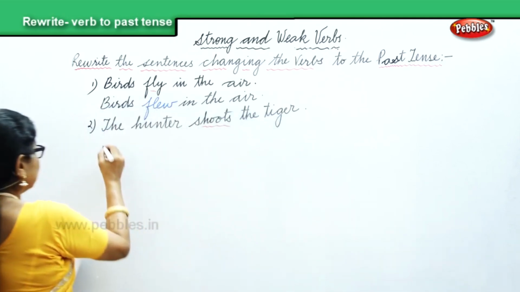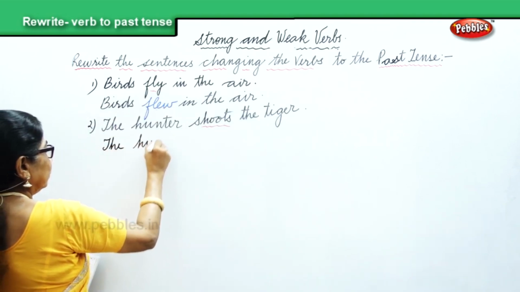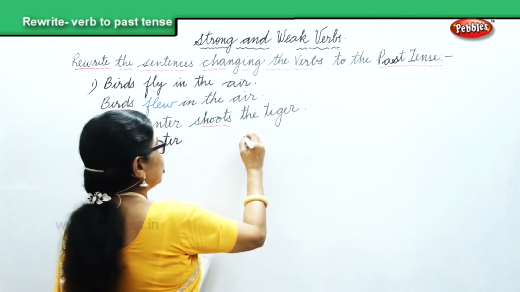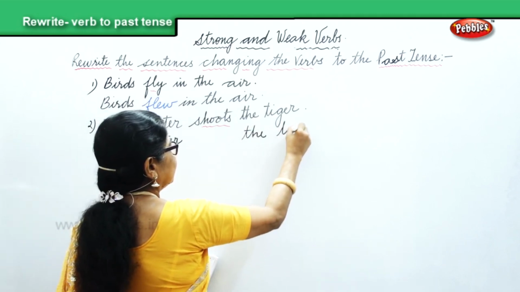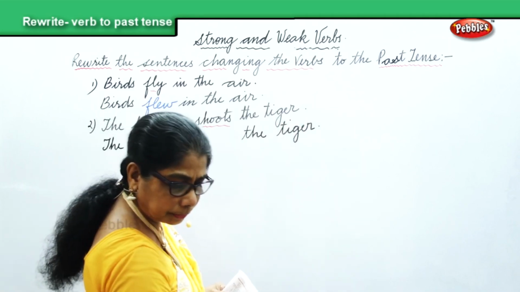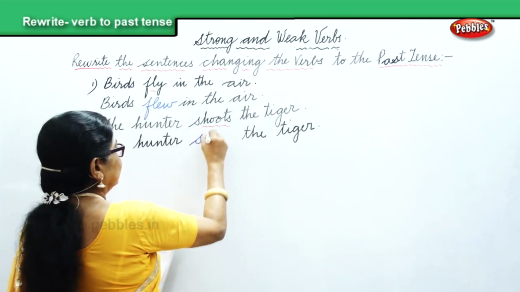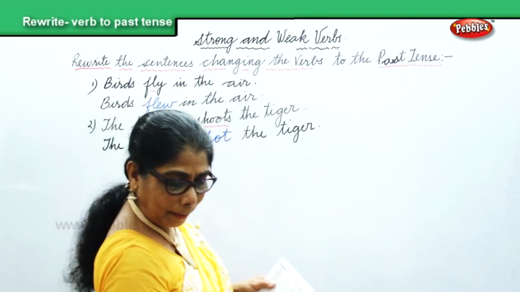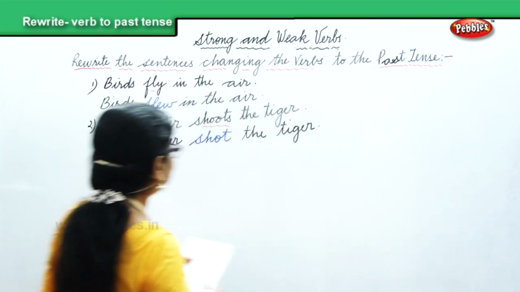Very good. So, you will write the hunter shot the tiger. Hunter shot. Shot the tiger. Okay. Now, next sentence.